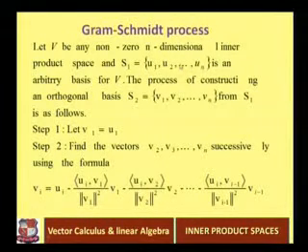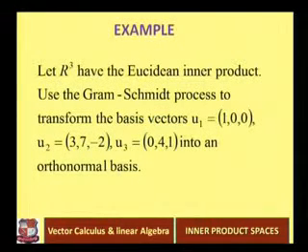You are given the basis u1 to un, and you convert this basis into an orthogonal basis by this process. Take u1 equal to v1, so we get v1, and v2 up to vn, which are found by this formula, and the whole set v1 up to vn is the converted orthogonal set we get. For that, let us take one example.